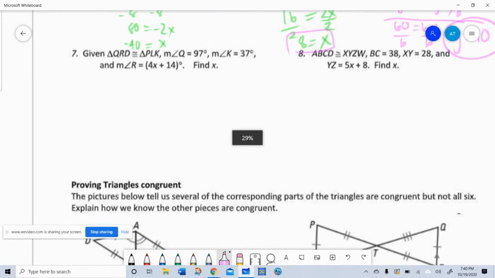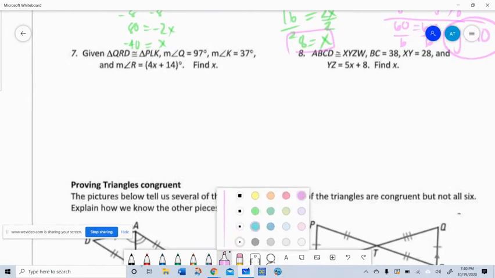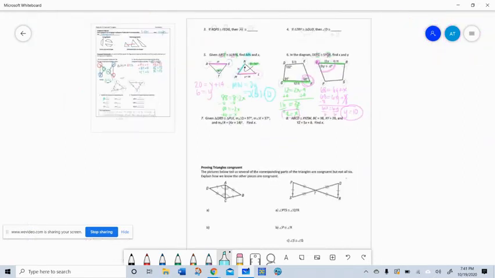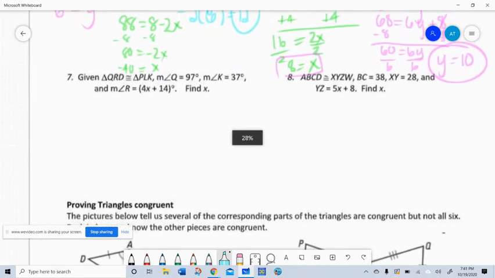All right, so moving right along. 7 and 8 are very similar, except that what's kind of annoying about 7, 8 is that they're not giving us pictures. And so if you don't have a picture, I think it's kind of hard. You might be able to sort of envision it if you want. But we need to keep all those corresponding pieces in mind.